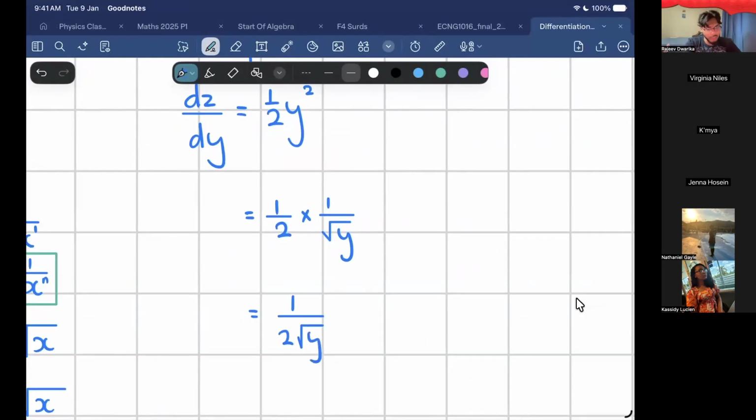There's even further you could go. Jenna, right now we're doing rationalization in the Form 4 class, and you could rationalize this. How would you rationalize that?